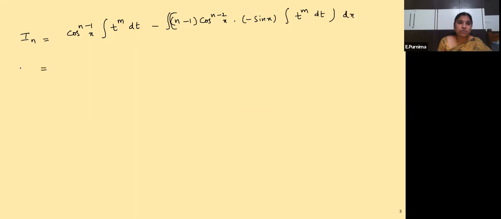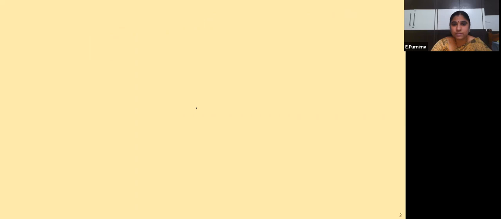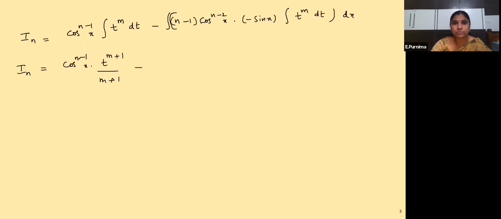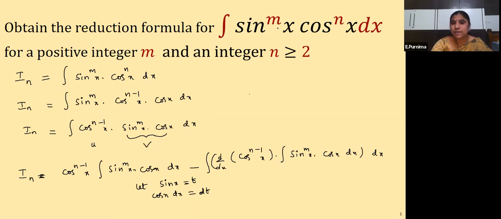Now, I_n is equal to cos to the power of n minus 1 x into t to the power of m, whose integral is what? t power m plus 1 by m plus 1, as minus. One second children, here one important thing we missed. Because two functions are there, m and n, let us consider it as I m comma n, not simply n here. So wherever I am taking it as n, I am writing it as I m comma n, because two terms are there here.